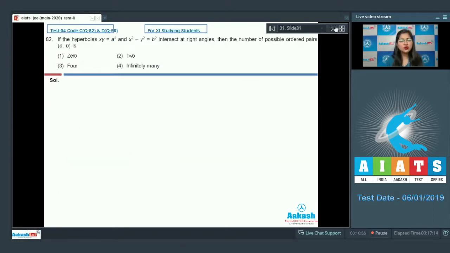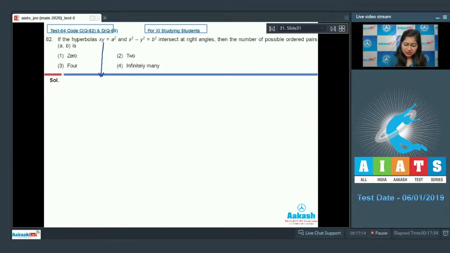Next is question number 82. If the hyperbolas xy equal to a square and x square minus y square equal to b square intersect at right angles, then the number of possible ordered pairs (a, b) is.